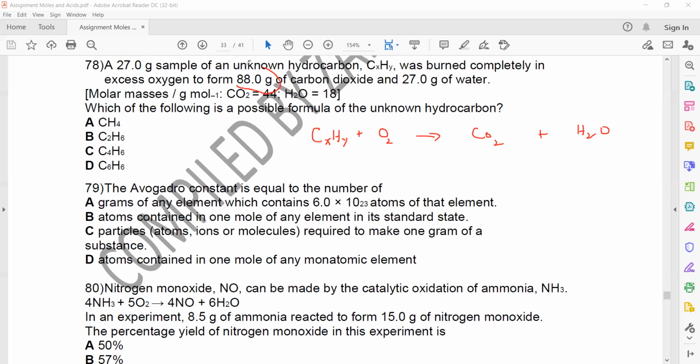If we have 88 grams of carbon dioxide, how many moles will there be? It will be 88 divided by 44, so we get 2 moles of carbon dioxide. And 27 grams of water is 27 divided by 18, which equals 1.5 moles of water.